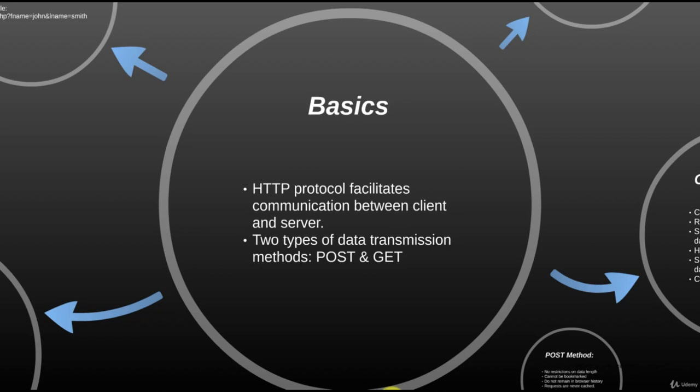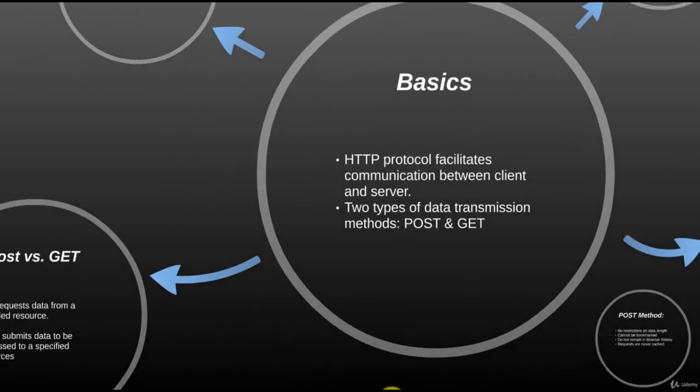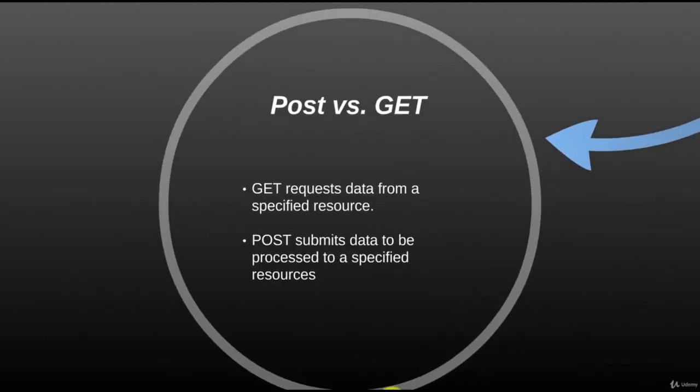As we mentioned earlier in the course, the HTTP protocol facilitates communication between our web browser and server. There are two types of methods that can be used to transmit data between a client and a server. This includes the get and post method. The get method requests data from a specified resource. The post method submits data to be processed to a specified resource.